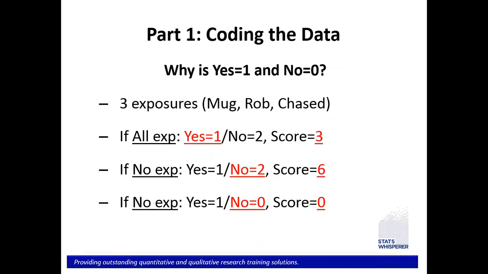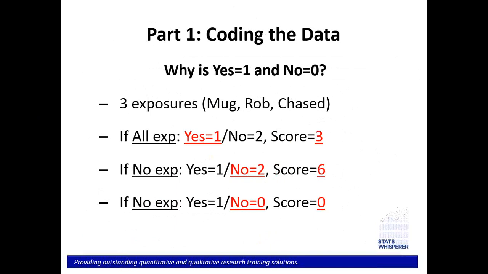And if you ask why, it's a good question. We'll explain it right now. So 3 exposures: mugged, robbed, and chased. If yes is coded as 1 and no is coded as 2, and they've had all the exposures, that means yes, yes, yes, 1, 1, 1, the score is 3. However, if no is coded as 2 and they've had no exposures, that's no, no, no, which is 2 plus 2 plus 2, which equals 6.